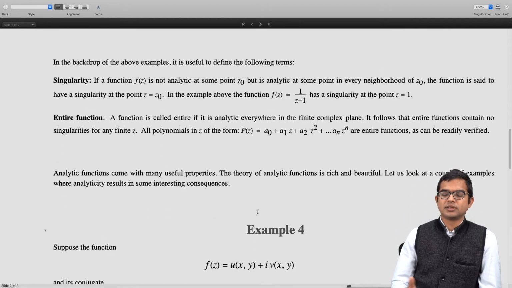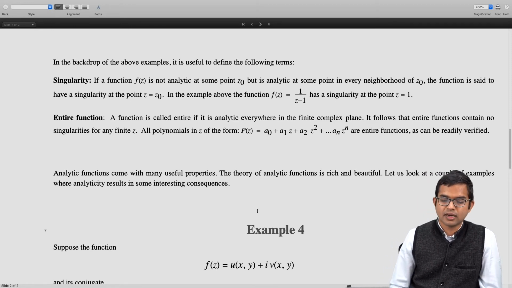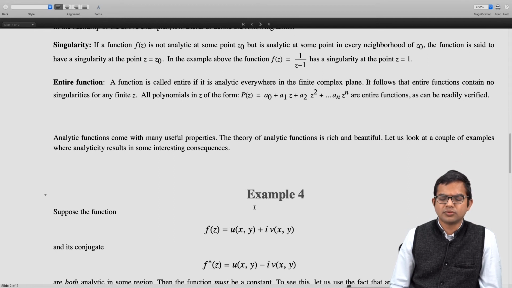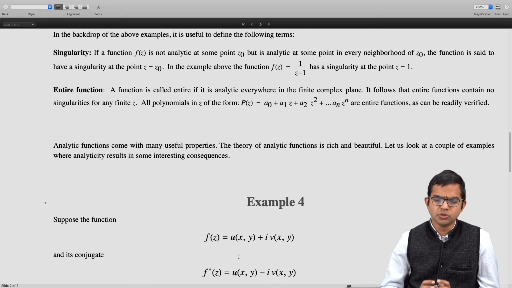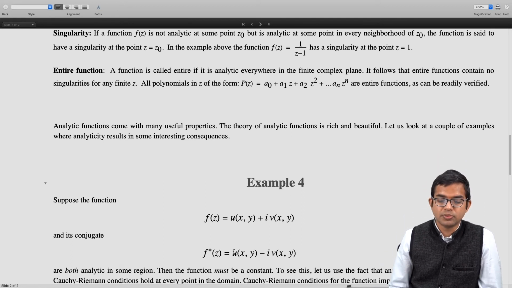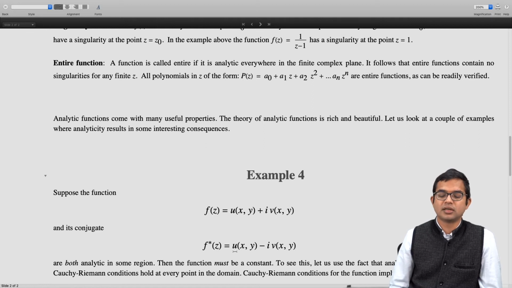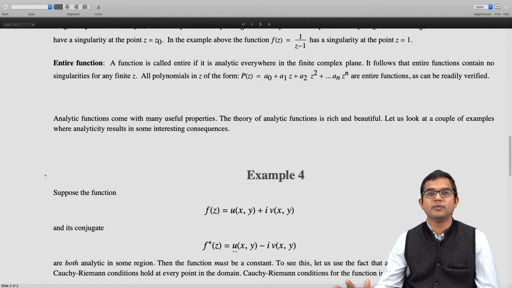So suppose we consider some function f of z, which has a real part and an imaginary part, and its complex conjugate, of course, can be written as f star of z is equal to u of x comma y minus i times v of x comma y. So suppose we demand that both this function f of z and f star of z must both be analytic in some region. Then it turns out that the only way to do that is if the function is a constant function. There is no non-trivial way in which a function and its complex conjugate are both analytic in a whole region, right?